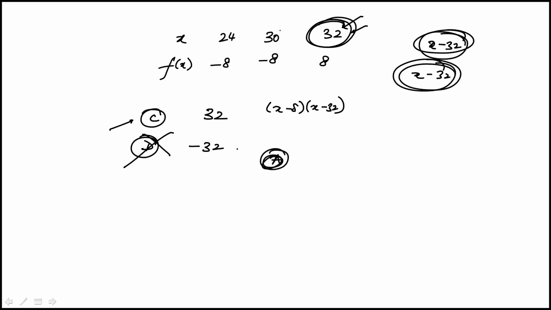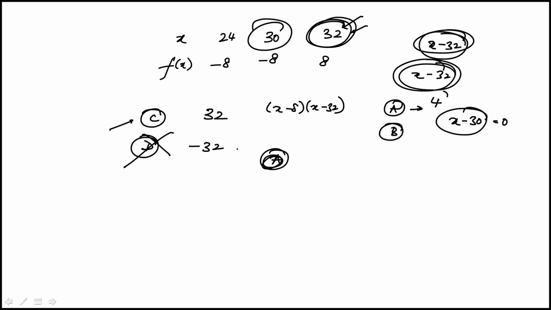Actually, you know what? I'm going to do x equal to 30 because that appears in A and B, and see which ones I can eliminate. So x equal to 30, because again, x minus 30 would become 0. So A would give me 4, and that doesn't match with minus 8, so that eliminates A. B does give me minus 8, and that does match with this value. So it's between B and C.